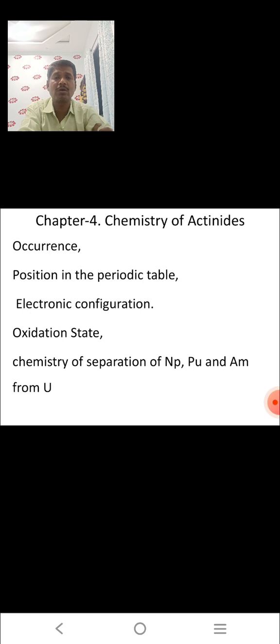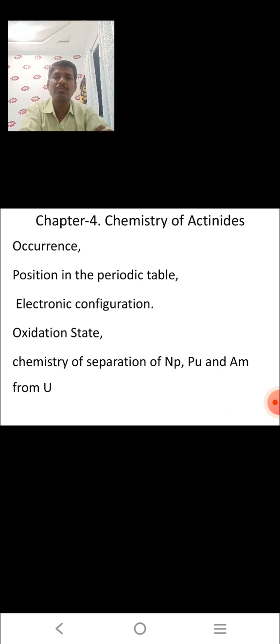Chapter number 4, actinide series elements. Similarly, we are going to discuss the occurrence and isolation of the actinide series elements, their position in the periodic table, where these elements are kept in the periodic table, what their exact position in the periodic table is, what the electronic configuration of the actinide series is, what their oxidation states are, and finally the chemistry of the separation of neptunium, plutonium, americium and uranium, how we can separate these elements from uranium.